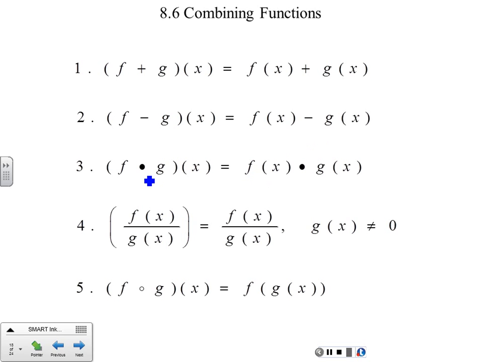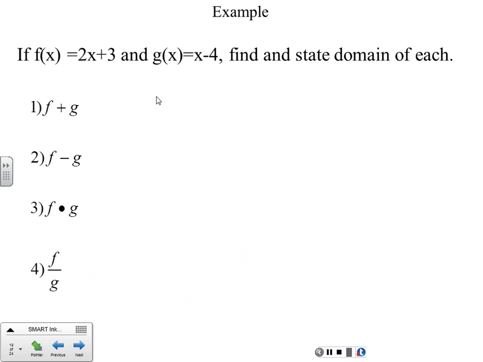Multiplying, you're going to FOIL it out, distributive property, whatever. Division is a little tricky. Most of the time you can't even do anything with it, but number 5, that's the new stuff. 1 through 4 you should have already learned, and then 5 is the new stuff, and we probably won't even get to it today, and that's okay. So again, let's have a little bit of fun.